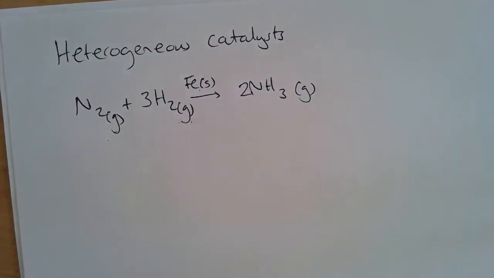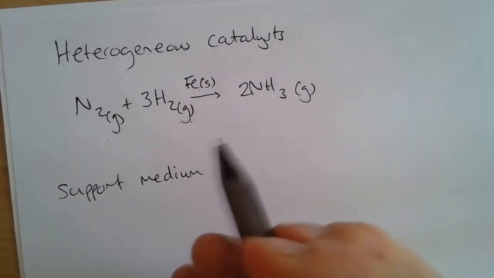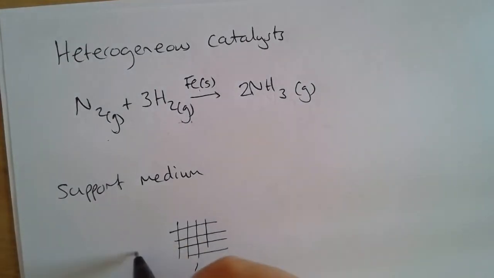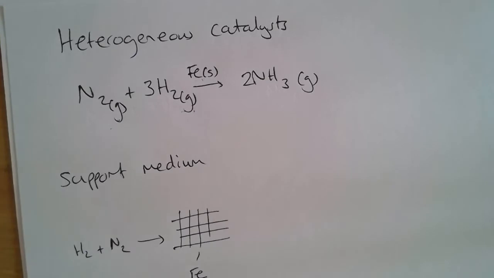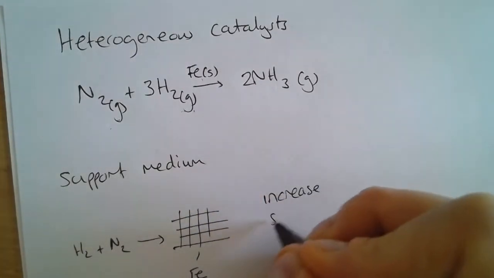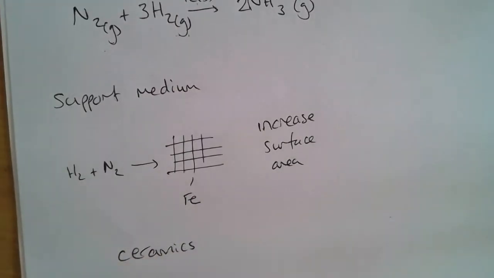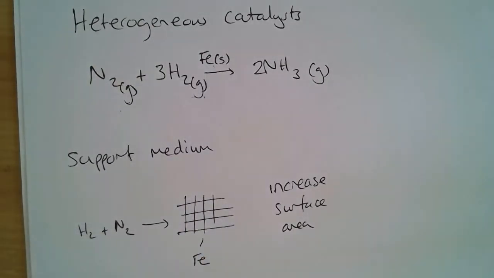Now, the way heterogeneous catalysts tend to be used is on what's called a support medium. So a support medium could be something like a wire mesh that's made of iron, and then we pass our gaseous reactants over it. That's used to significantly increase the surface area. We can also use things like ceramics. So we can either use wire meshes, or we could use ceramics. It's incredibly difficult to draw, so I'm going to send you a link in this video to some pages where you can actually have a look at these, because if I try and draw them, it won't go very well. So the key thing about heterogeneous catalysts here is that the reactant and the catalyst are in a different phase.